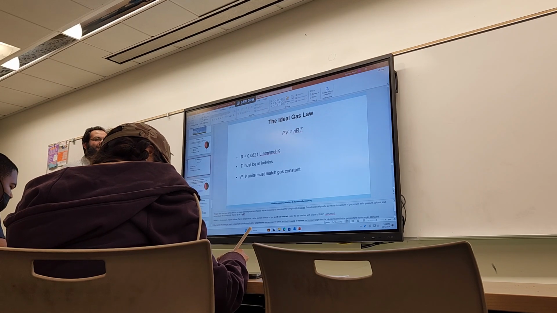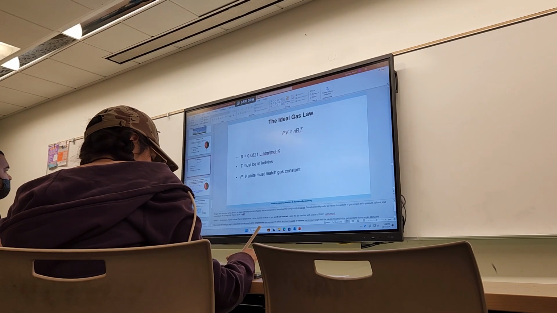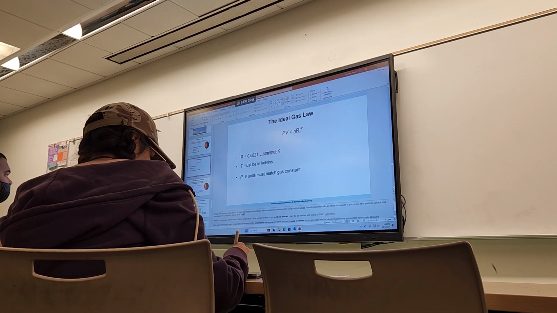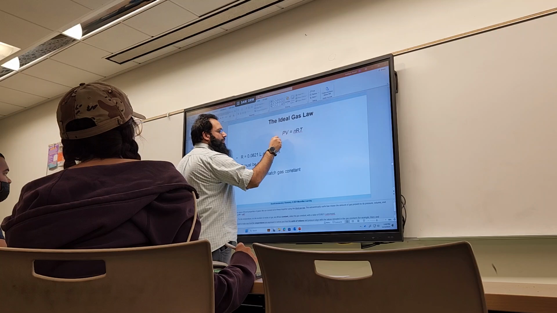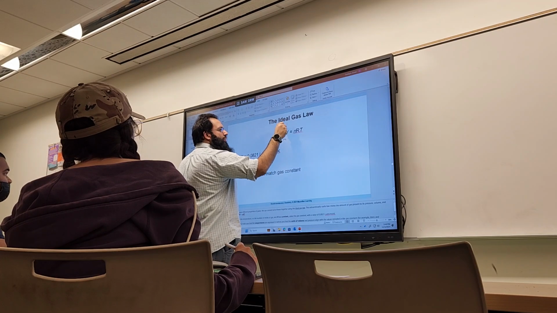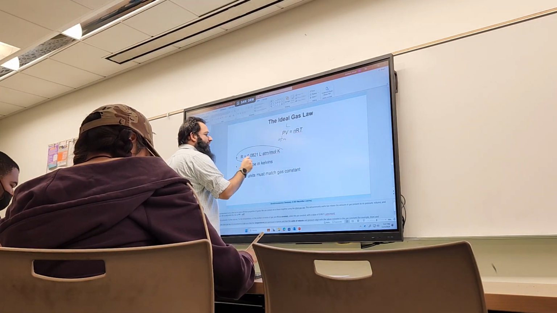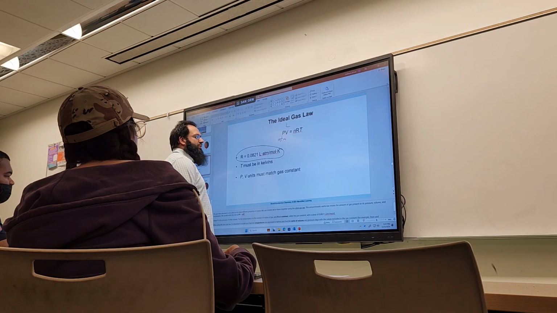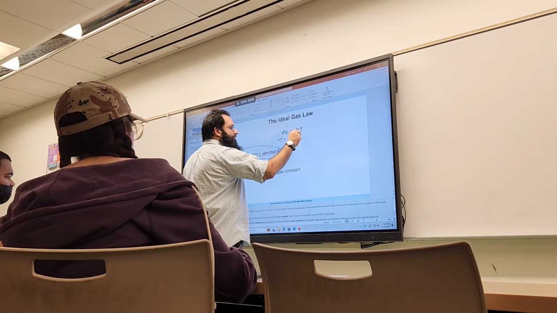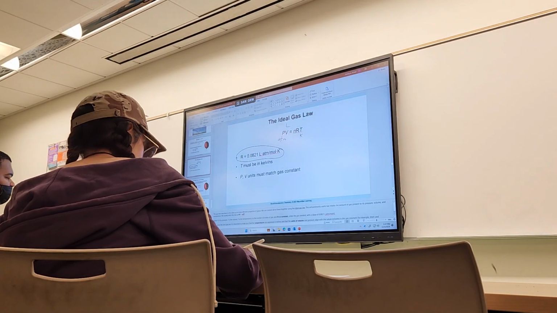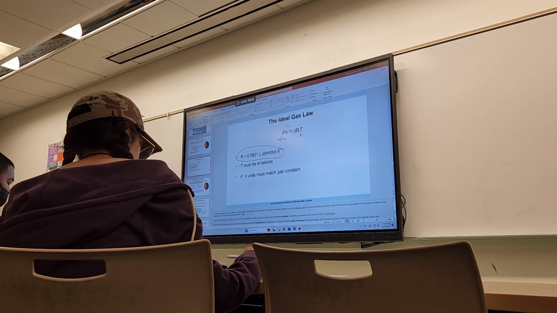And then you have your ideal gas law, PV equals nRT. In this case, everything has to be in a specific unit. Pressure has to be in ATM. Volume has to be in liters. N is number of moles. R is going to be this value that we have over here, 0.0821 liter atmosphere per mole Kelvin, and temperature has to be in Kelvin. Okay, and then you just have to rearrange the equation to solve what you need to.